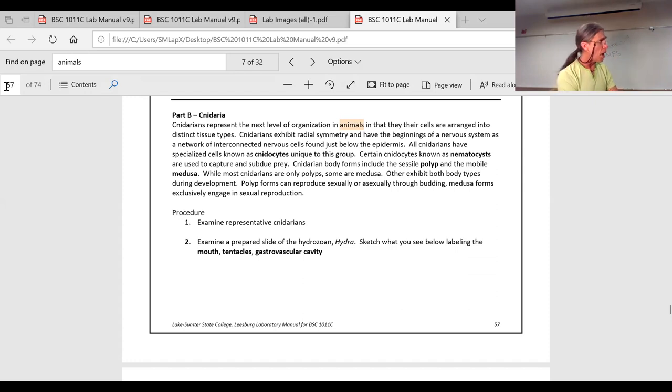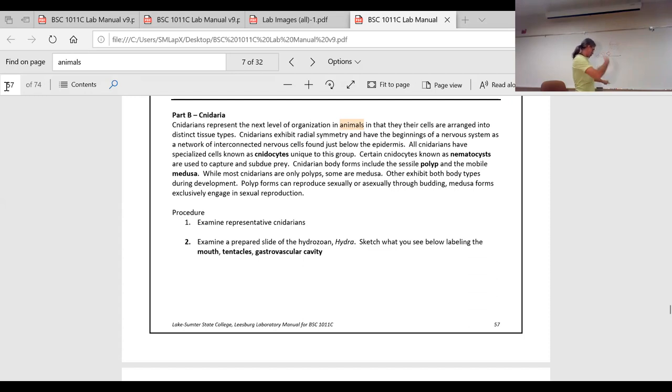Cnidarians can come in a form that we call a polyp. A polyp is a growth. It's usually going to be sessile, so a polyp grows along some sort of substrate. Corals, for example, are polyps. Other cnidarians have the stage named after the lady, Medusa, with the snakes in her head, because they have tentacles, and that's your typical jellyfish, right? This is the polyp.